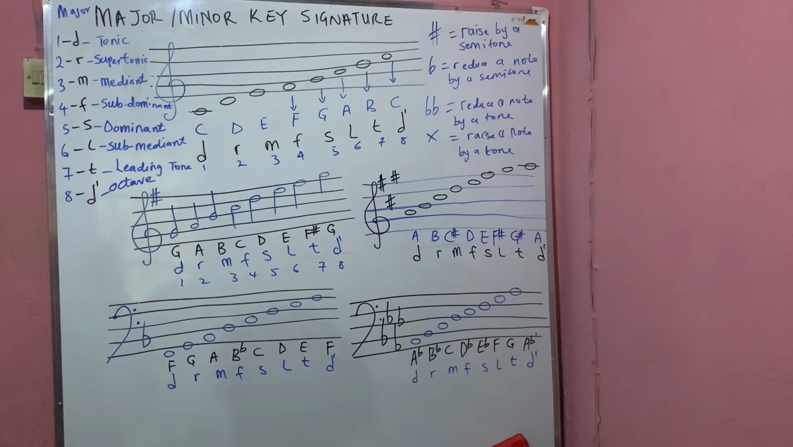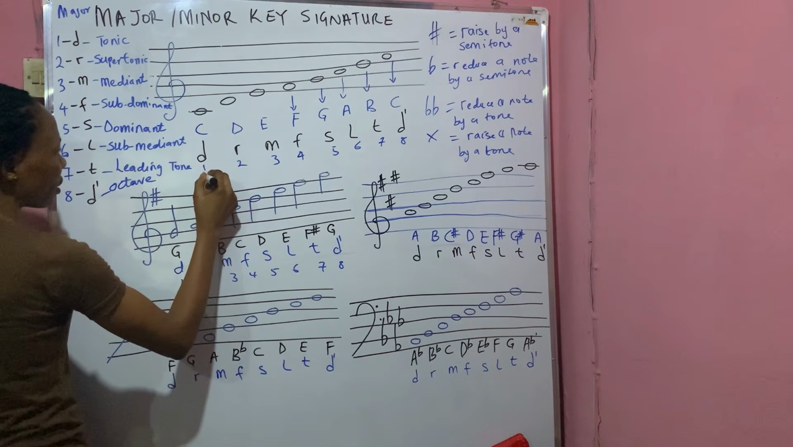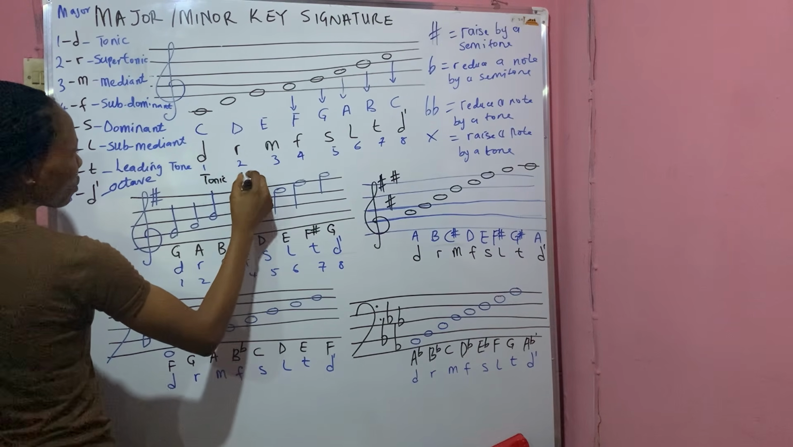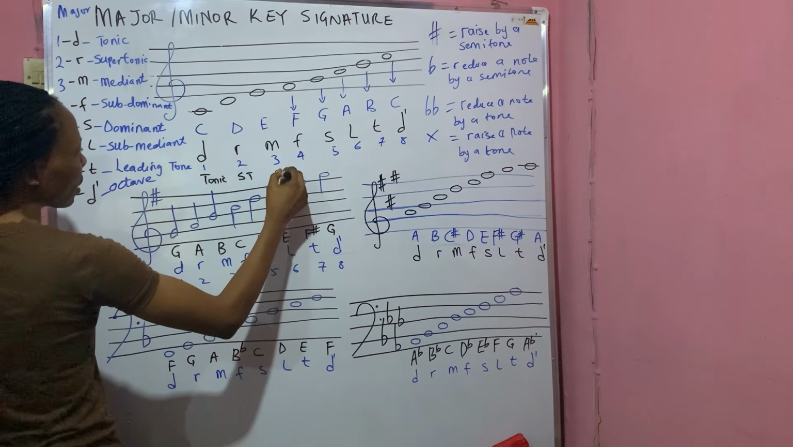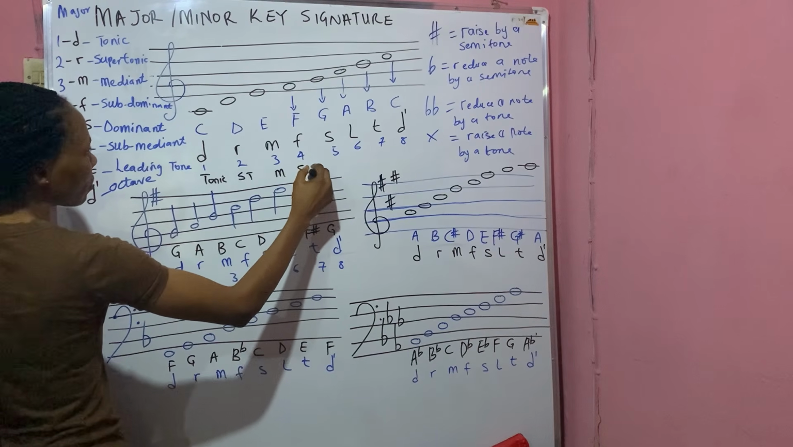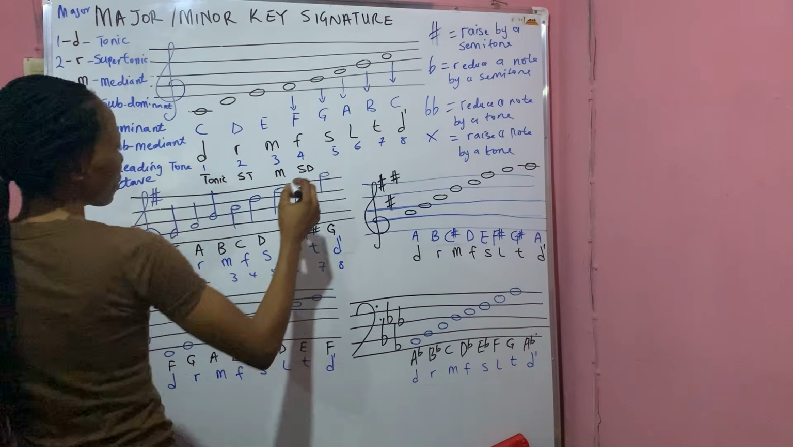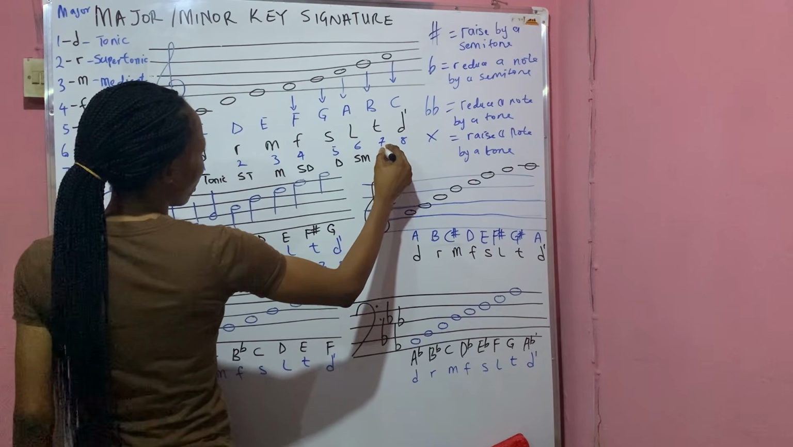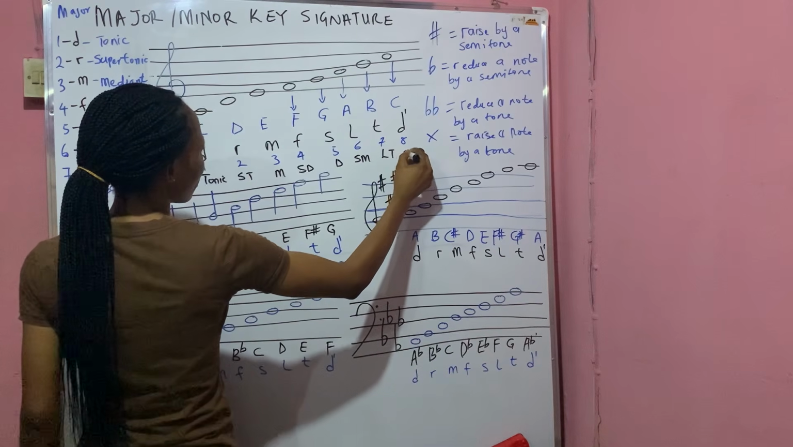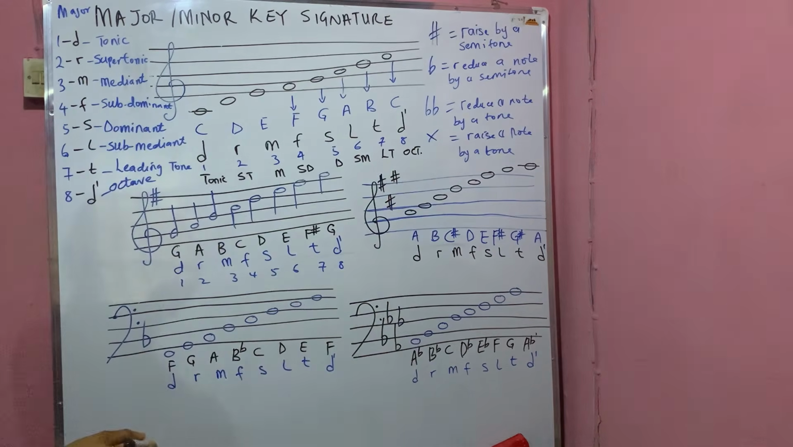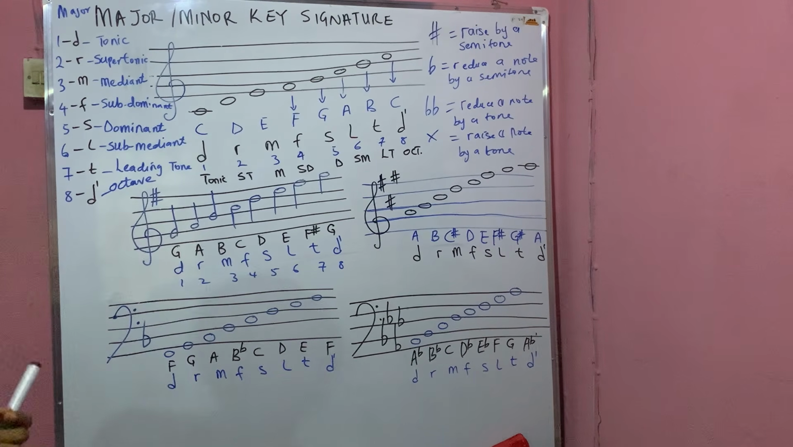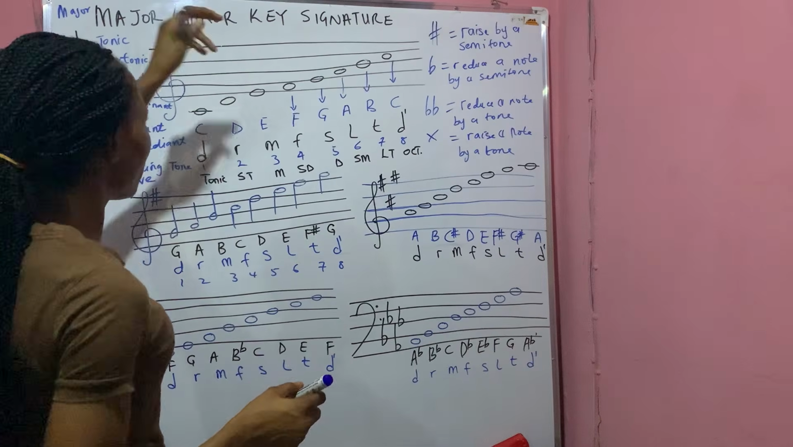Okay, so that means this place is the tonic, degree 1. This is supertonic, this is mediant, this is subdominant, this is dominant, this is submediant, this is leading tone, and this is octave. Because this is what we use to find your minor key. All right, so after this, now let's first start with the key of C.